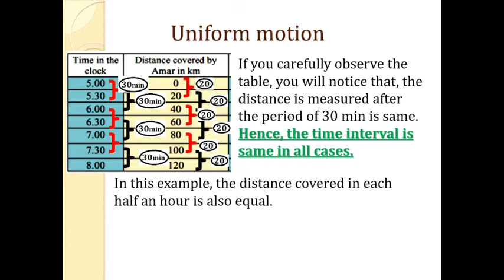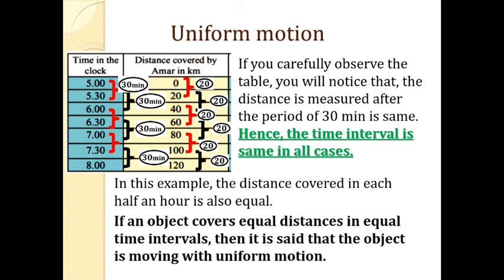Hence, in this way, we can conclude that if an object is covering equal distance in equal time intervals, then the object is said to be moving in uniform motion. See, two things you have to clarify here. The time intervals must be the same, and in that time interval, the distance covered should also be the same. Then and only then can we tell that the object is in uniform motion. Let's move to the next type, non-uniform motion.